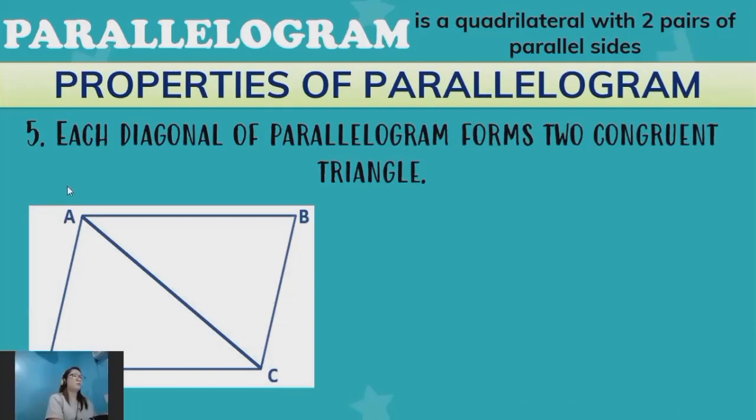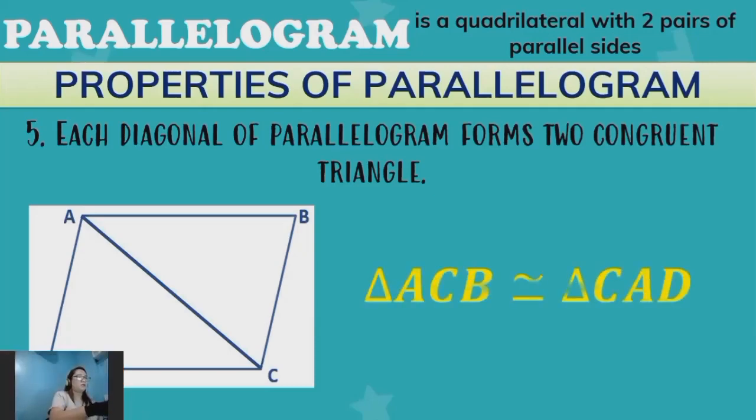Okay, two people raised their hand. Michelle, name the triangles. Triangle ABC, ma'am. Okay. Triangle ACB is congruent to triangle CAD.